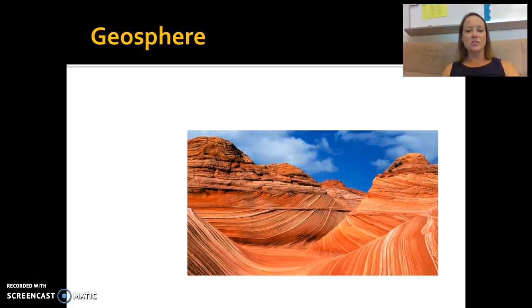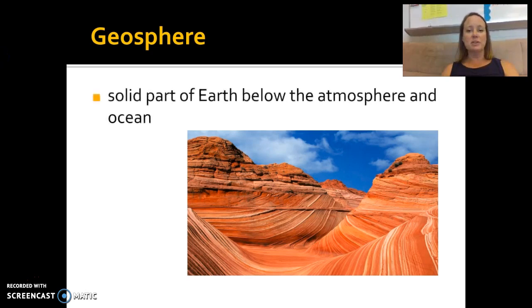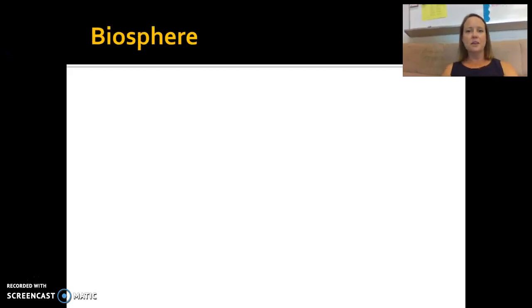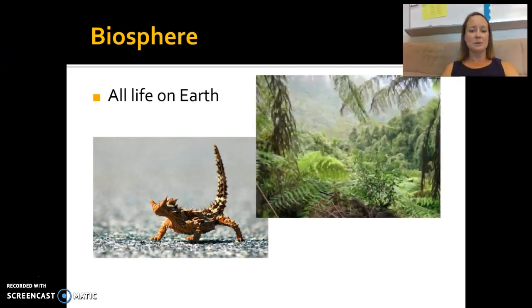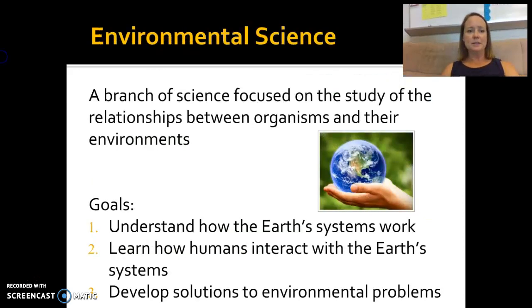Geosphere, prefix geo means earth, so that is the solid part of the earth, both what we see on the continents and what is underneath the ocean. The ocean floor is also solid as well. Biosphere, again, that would be all life on earth, because bio means life, so plants, animals, anything that is living.